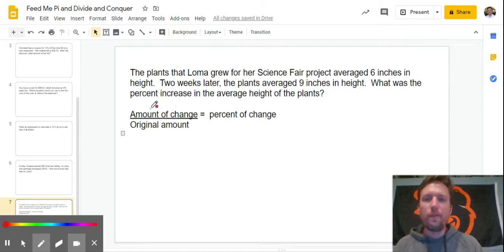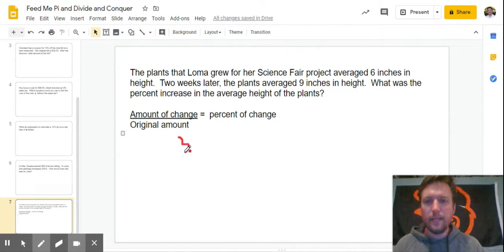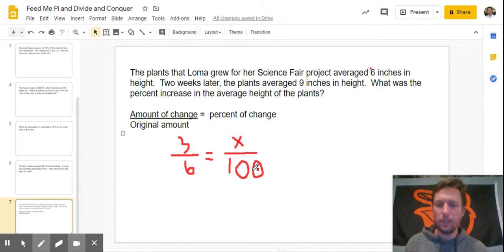Okay, so we've already figured out the amount of change was 3. Okay, right? We did 9 minus 6. We already talked about how the original amount we started with was 6 inches. The plant started with an average of 6 inches. So I have 3 over 6. And then the percent of change we're trying to still figure out is x. And because it's a percent, it's going to be x over 100. And we're going to try to figure out what is the percent of change.